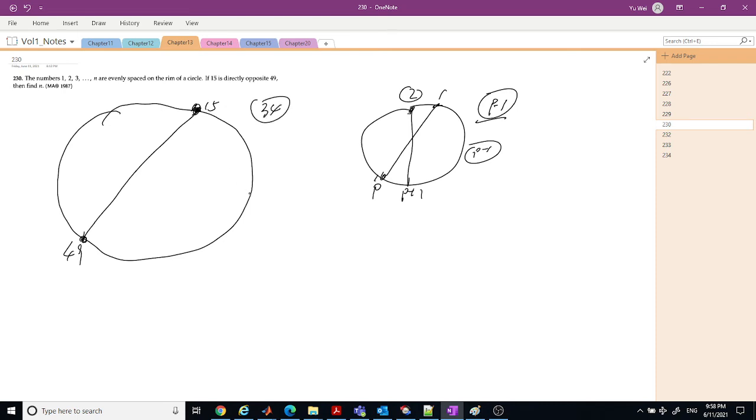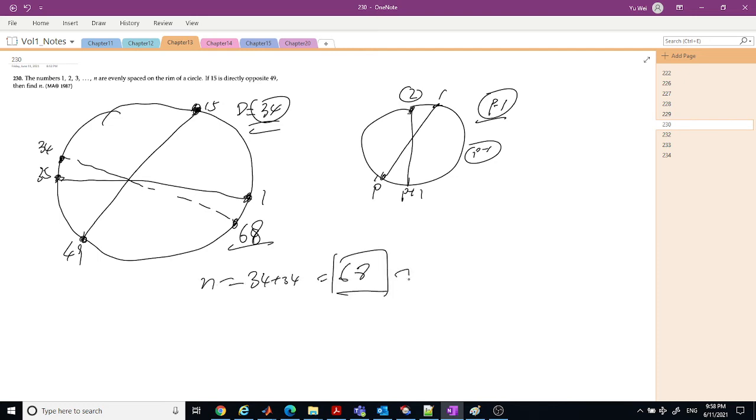So now, if I start from 1, my opposite must be 35. Think about it: from 1 to 35, so my last one must be 34. And the one opposite to 34 is 68. 34 plus 34, the difference, okay? So that's why 34 plus 34, n equals 68.